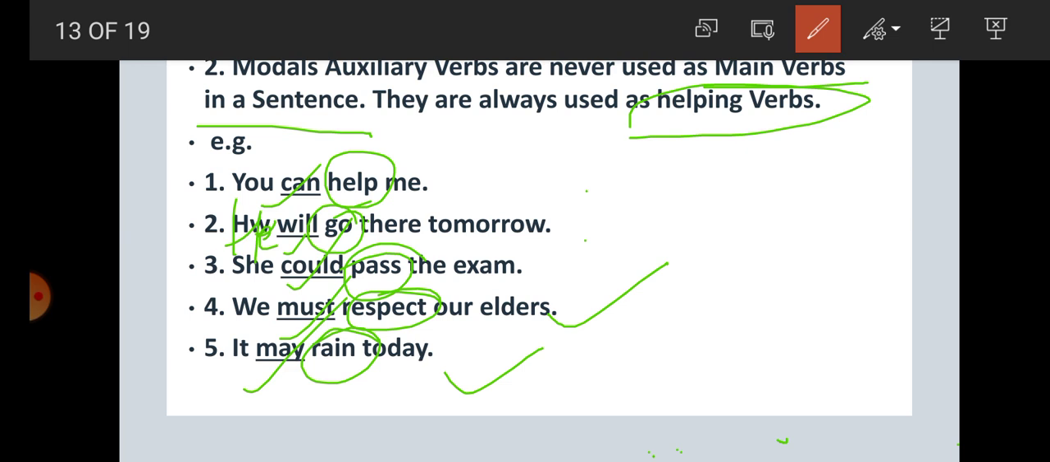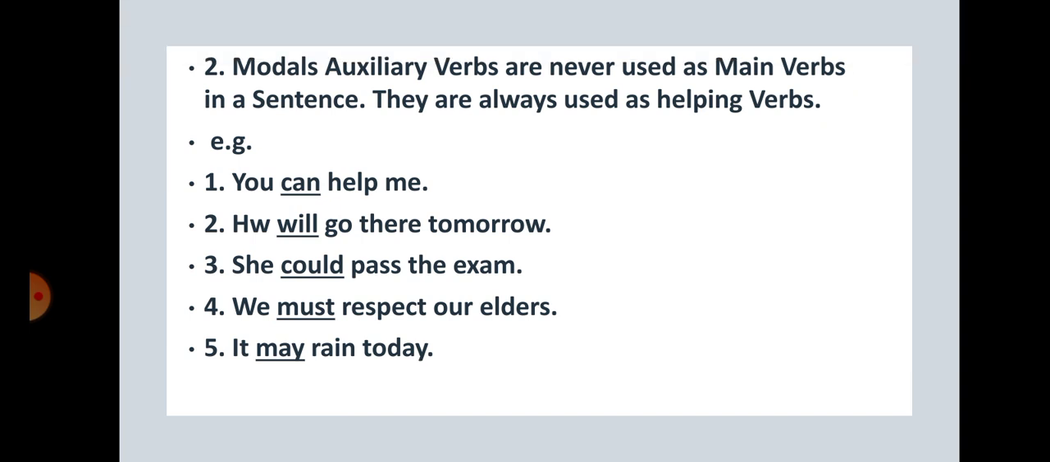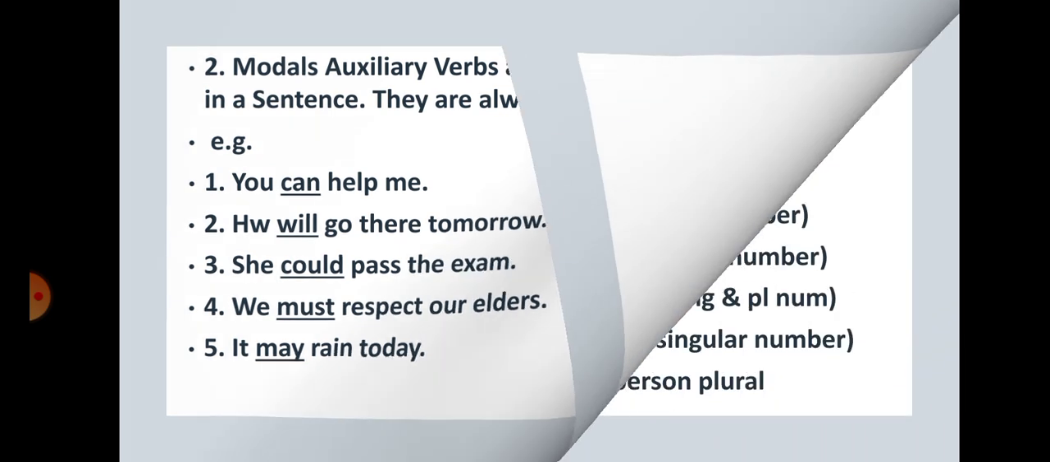In the first sentence, what is the helping verb? Can. Second, will. Third, could. Fourth, must. Fifth, may. Now here it is clear that modal auxiliaries are never used as the main verb in a sentence. They are always used as helping verbs.